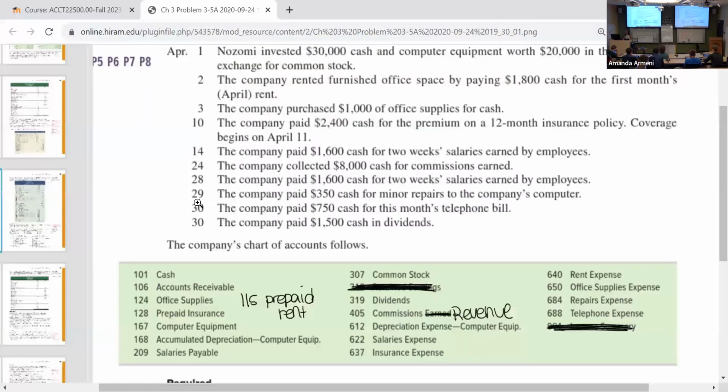What about the 29th? The company paid $350 cash for minor repairs to the computer equipment. This isn't one that we talked about in previous examples, but we know that we've paid cash for lots of different things. We know how to do that in our journal. And if we think about what happened, right? We did some repairs to our computer equipment. We can use this green box of account names to give us a hint on what we should do. So April 29th, someone raise their hand and tell me, what am I doing in my journal on April 29th?